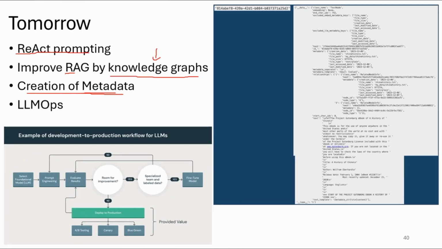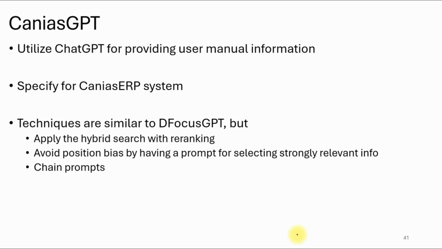Okay, so now let's go to the Canvas GPT. I think some knowledge about Canvas GPT we can apply in our projects. Technically, it utilizes ChatGPT for providing user manual information. In Guangzhou Jisa right now, we are applying the Canvas ERP system for one company. They provide a user manual on how to use the program, how to install the program, how to adjust the program. The data is quite long.